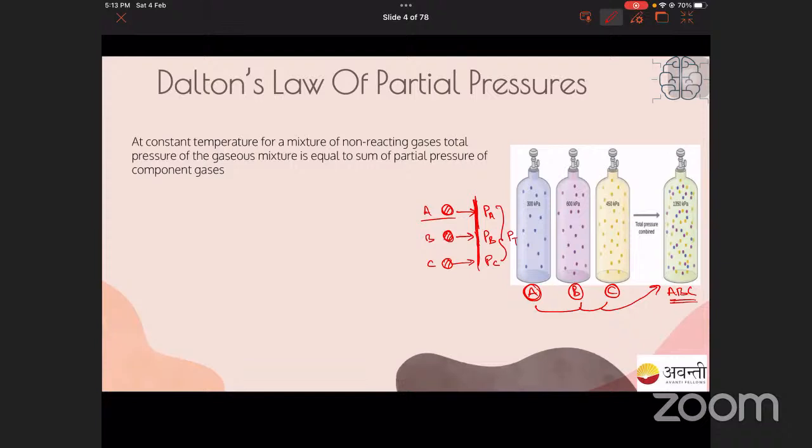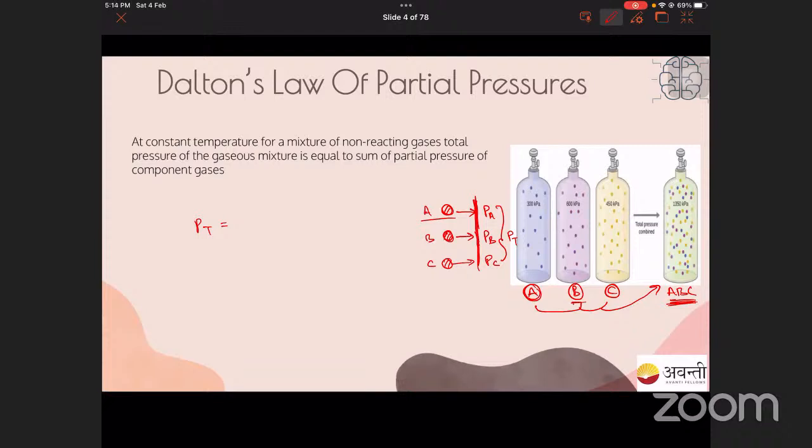Partial pressure of A. Why are we saying partial pressure? We are taking the total pressure of this ABC mixture, and A is showing a small part of the total pressure. That's why we say partial pressure due to gas A, partial pressure due to gas B, partial pressure due to gas C. That is what the law is saying, that is, at constant temperature, and if we take non-reacting gases in the cylinder.